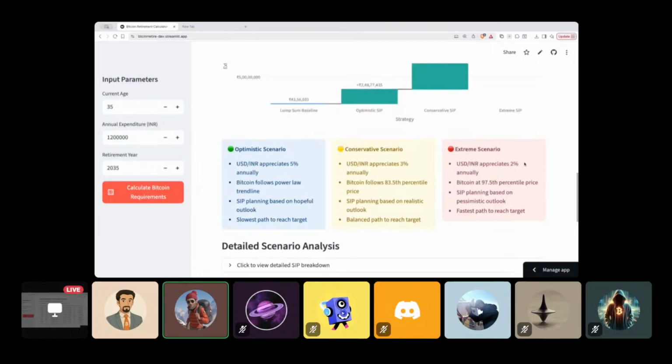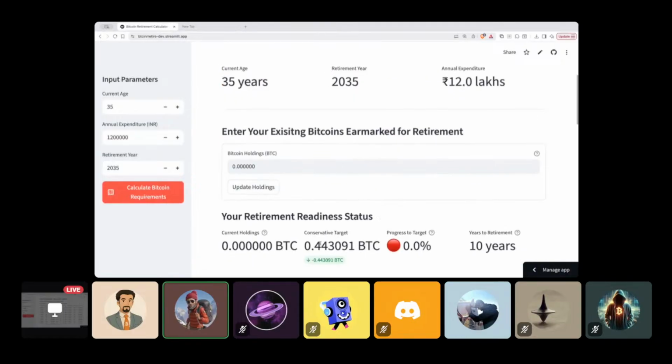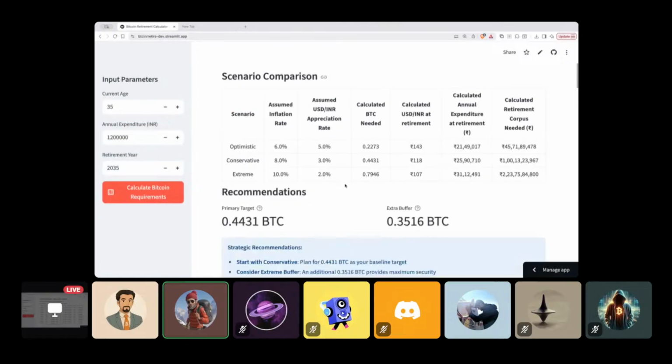And this is accounting for the inflation year on year, right? The fiat depreciation. Yeah, it assumes so. This number 0.4431 comes from your calculator here. That is what you have calculated for your conservative case. So you are assuming 8% inflation and 3% USD depreciation. Right. Yep.